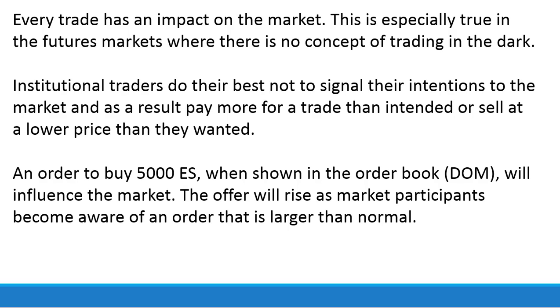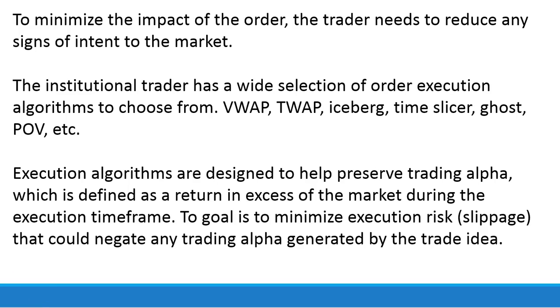And again, it's knowing your market, but there are order sizes that in a market are considered big. Obviously, in any market 5,000 lots is considered big, even for a very liquid market like, say, 10 years. Someone shows 5,000, that is big. People will see it. So traders want to not show what they're going to do in the market. They want to minimize the impact of the order. The trader needs to reduce any signs of intent to the market.